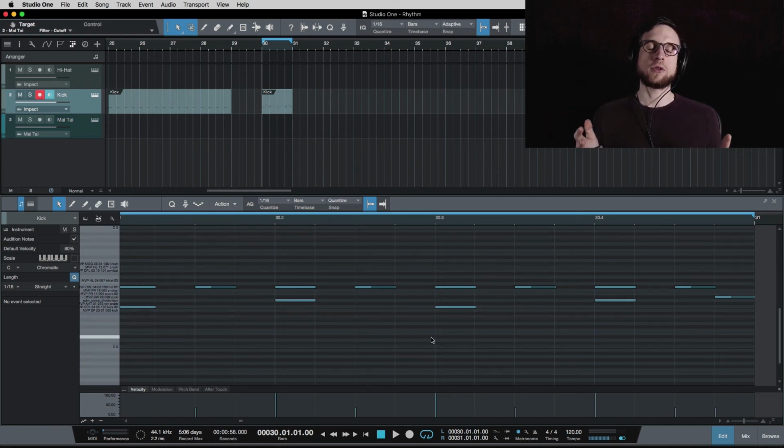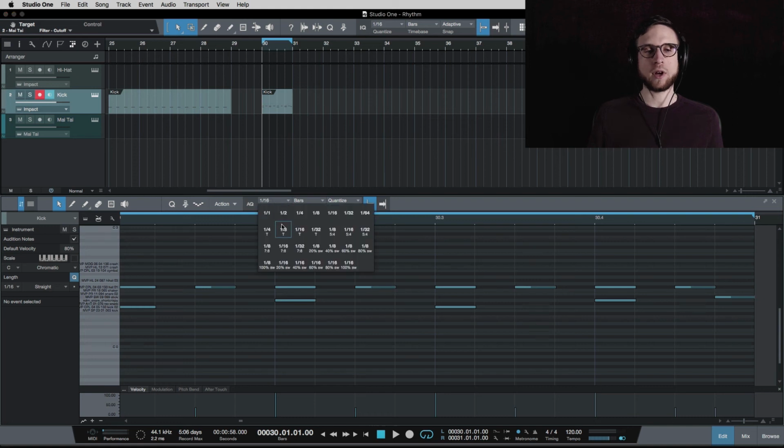So again, this is important to explore on your own. Go into Studio One, look at these things. Look at the bars up here. Look at the bars and beats down in your MIDI edit window. Change the quantized value. See what it does. It's important to understand this.